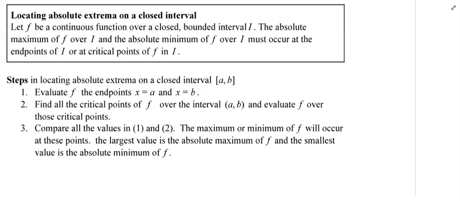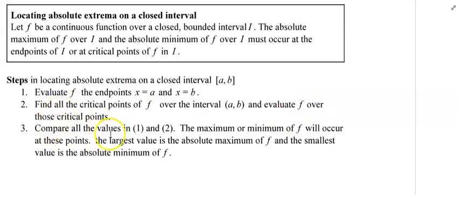First of all, evaluate f at the endpoints, x equals a and x equals b. Then find all the critical points of f over the interval a, b. That is between, not at the endpoints now, but between the two endpoints. That is why you see parentheses here. And evaluate f at those critical points.